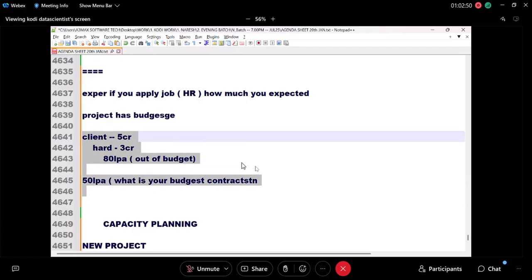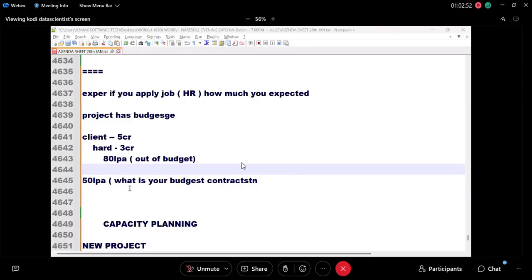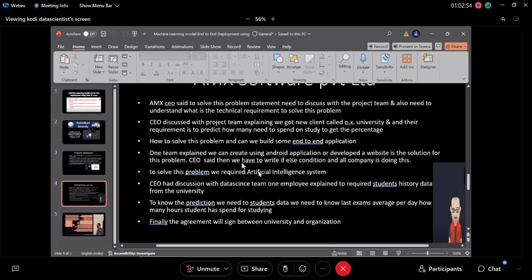Clear, guys? Great. So finally, what did the CEO discuss with the project team? One team said, sir, we build Android applications. I see, the CEO said, then we have to write if-else conditions. All companies are doing that. Now the CEO said, we need the AI team to close this project, guys.